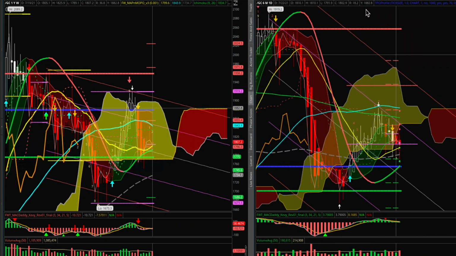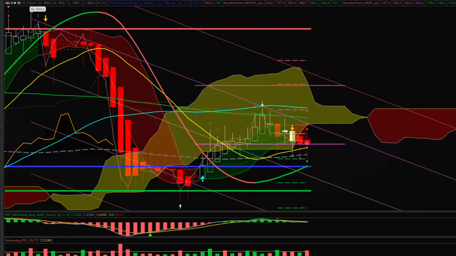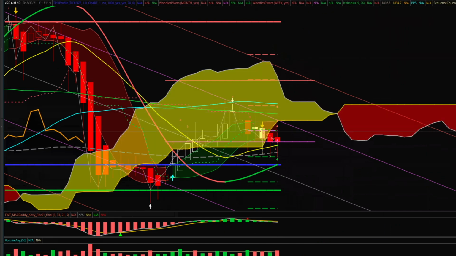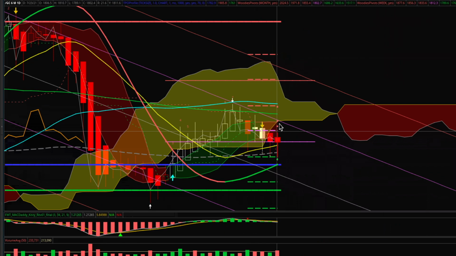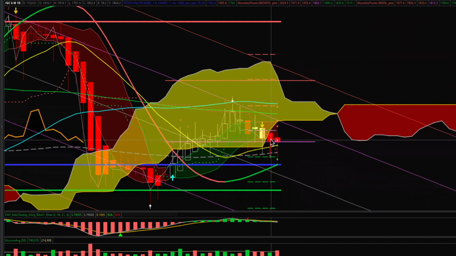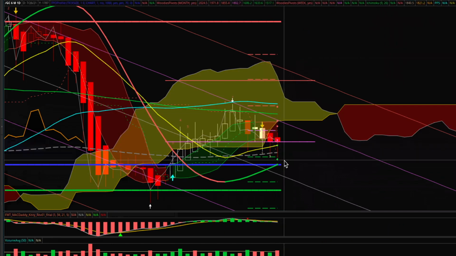And if you go into the daily, we could blow this up. You see that the cloud is still negative, kind of expanding. We just came out of the cloud, so now it's bearish. The point of control is at 1782, value area low 1761. It's getting a little weaker.